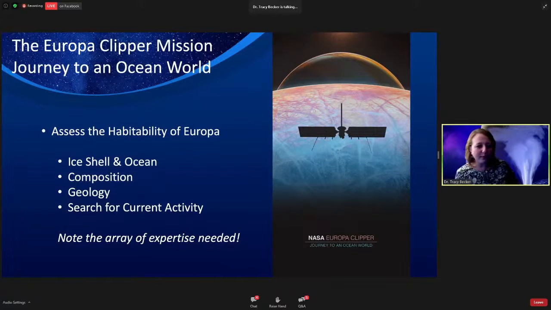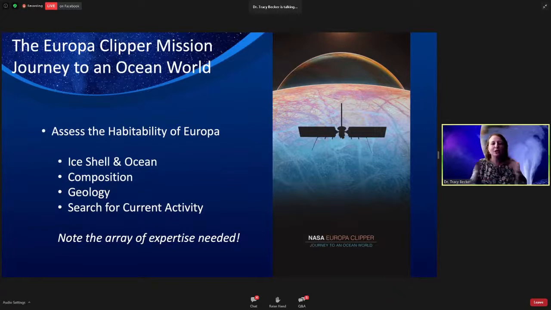We're going to go to this moon and assess the habitability of Europa with NASA's Europa Clipper mission. And what we need to do is assess the ice shell, the ocean, look at the composition of the surface and the atmosphere, understand the geology and how it connects to all of these things, and look for any current activity like plumes. And I want you to note the array of expertise needed for a mission like this. We need astrobiologists, we need geologists, we need spectroscopists, people that study the way light gets reflected. We need people who understand different instrumentation, radar instruments, and UV instruments. So there's a whole array of people that need to be involved to make this happen.